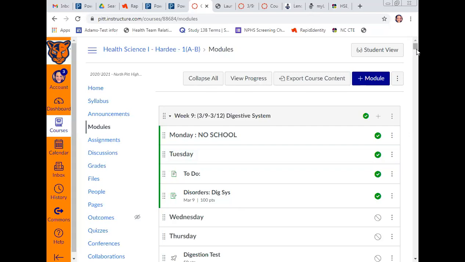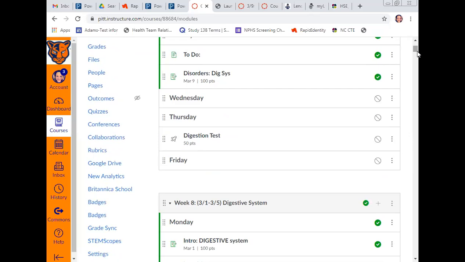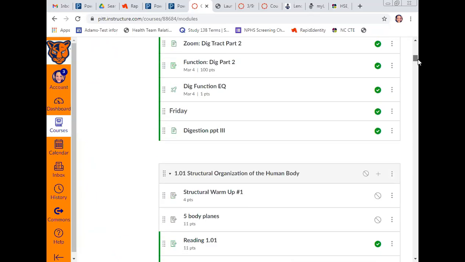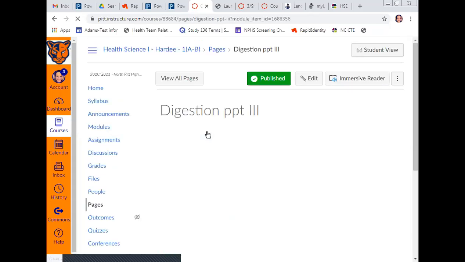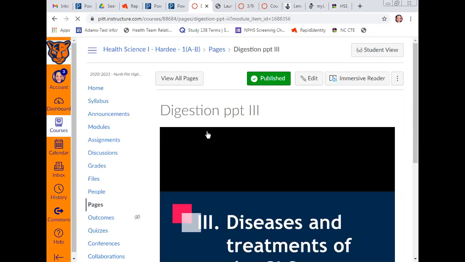On Friday, you should have begun working on the assignment for this unit. It is the little flow chart that I gave you that we cover the name, symptoms, and then treatment of the digestive disorders. Some of this information you will not see on the PowerPoint, so I gave it to you on Friday. I can give you a little bit more information now. If you're looking for that PowerPoint, I left it under Friday, Digestion PowerPoint 3. And then, of course, the directions to this assignment and the submission link are posted under today.